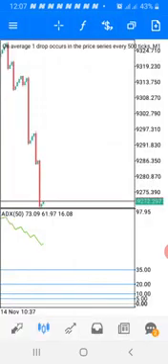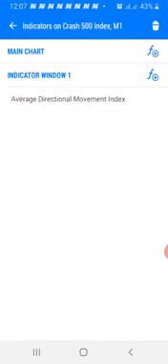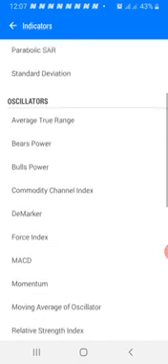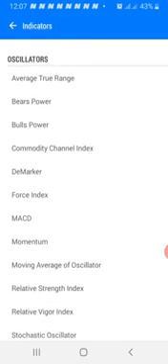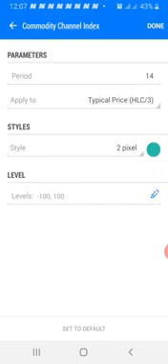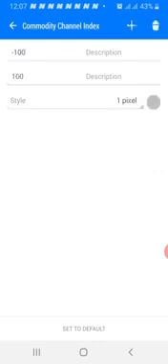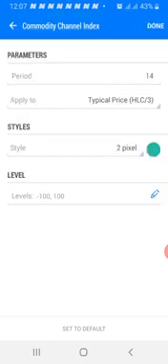The next indicator we'll need is the Commodity Channel Index. Same as indicator window 1, you look for Commodity Channel Index. Then the period, we're using period 14, apply to typical price, 2 pixel, we're using green. Then the levels are minus 100 and 100. Color, you can use the color of your screen as well. So you click done.